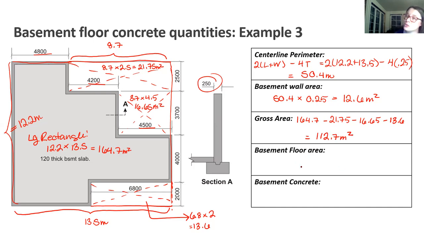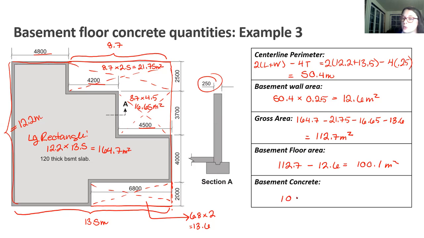We still have the walls included in there. We haven't touched the walls. We got to subtract the walls still. So that's our next step, is subtract the walls to get the floor area. So 112.7 minus the wall area, which is 12.6, leaves us with 100.1 meters squared. And now we're down to the easy part, just finding the basement volume.